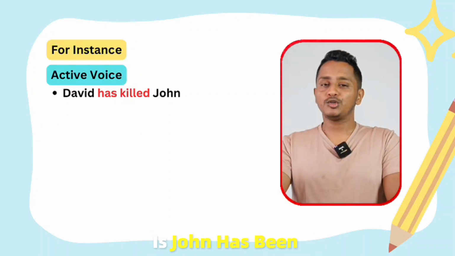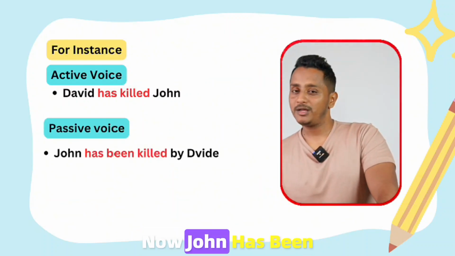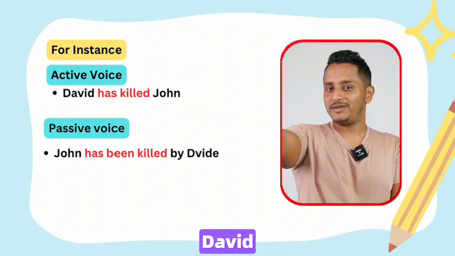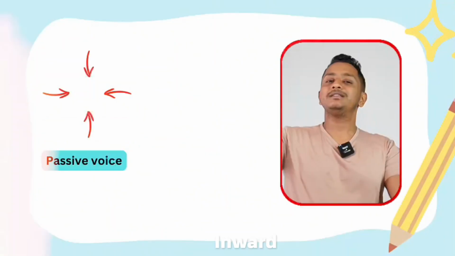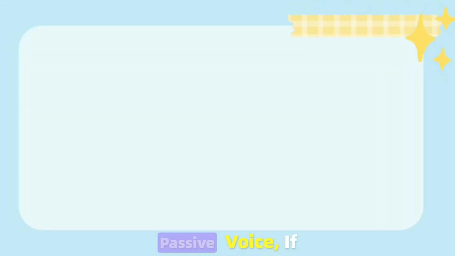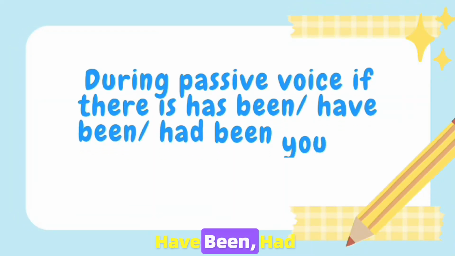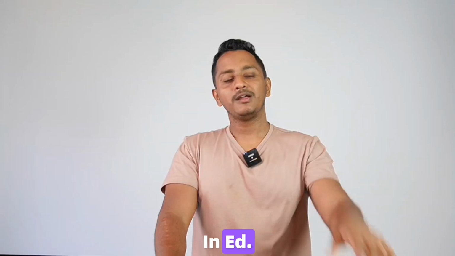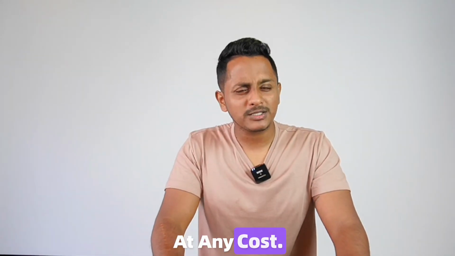Now passive voice is John has been killed by David. Now John has been killed. David is killing, David has killed. John has been killed. This inward direction is passive voice, outward direction is active voice. During passive voice, if there is has been, have been, had been, you're going to simply put verb 3 right next to it. This village has been dashed by diseases. Now dash has to end in ed. Dash has to be V3 at any cost.